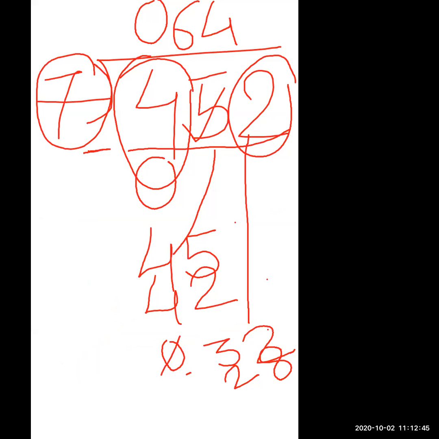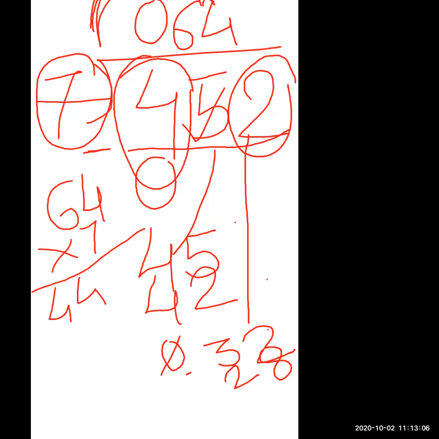And here only I am going to solve how to check. Okay, ready everyone? Quotient into divisor. That means 64 into 7. Your answer is 448. And last one, that means the remainder, what is remaining, that is 4.